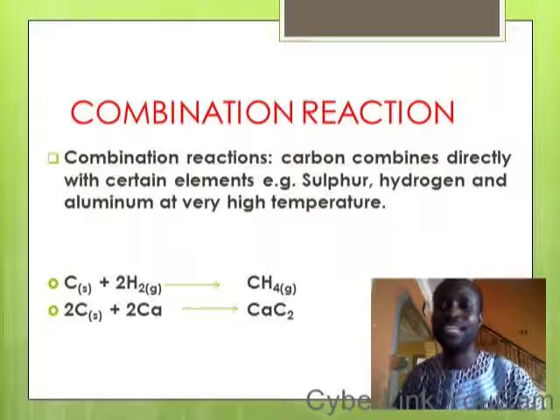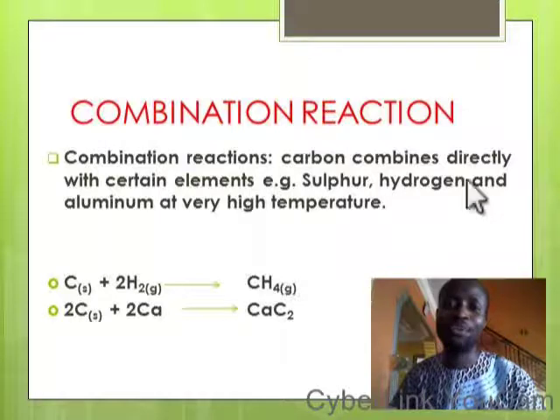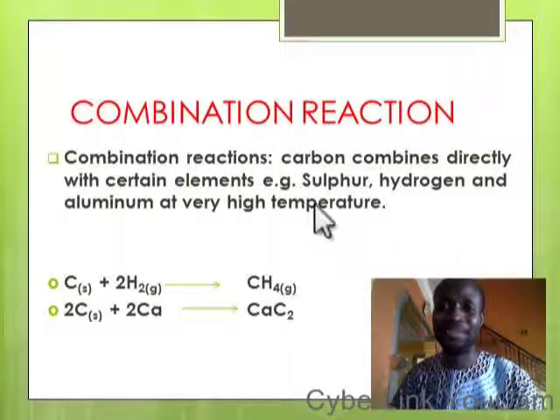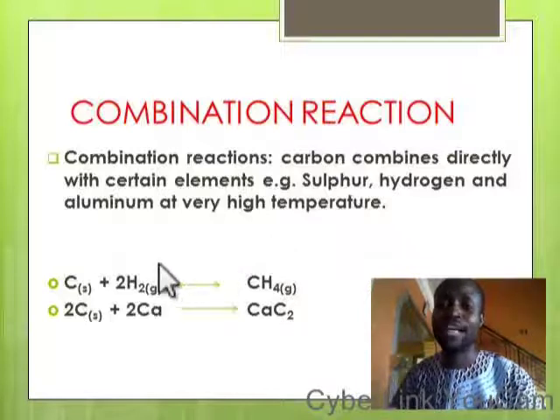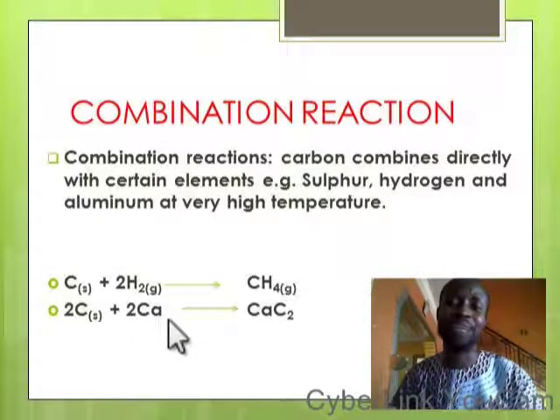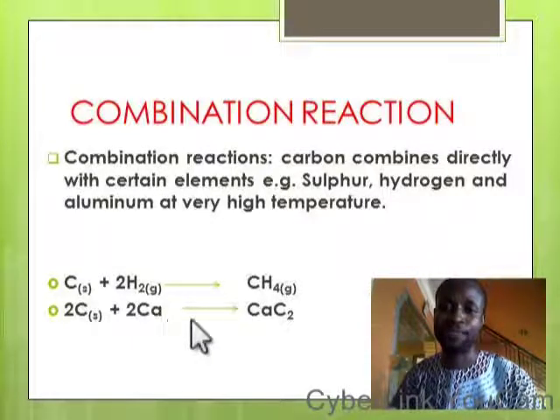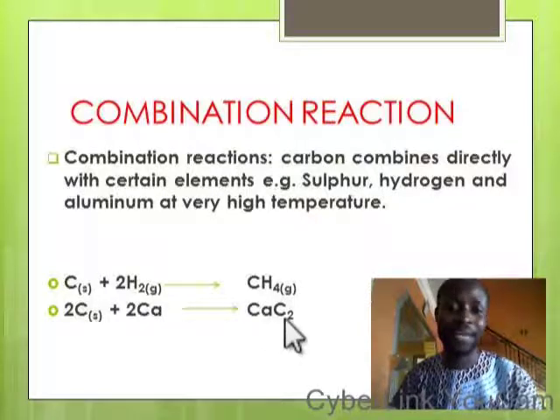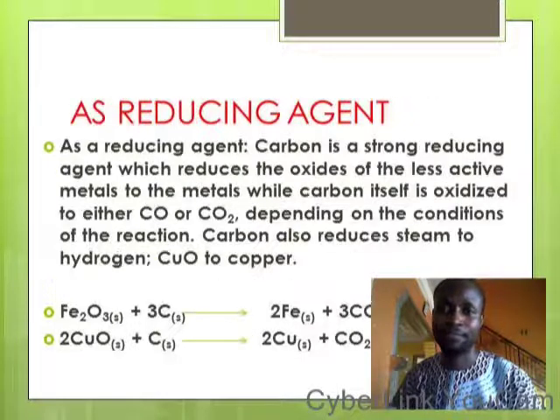Another property of carbon is combination reaction. Carbon combines directly with certain elements such as sulfur, hydrogen, and aluminium at a very high temperature. Carbon combining with hydrogen gives us CH4. This is carbon, this is hydrogen, and CH4 is methane. Carbon can also combine with a metal like calcium to give us calcium carbide, CaC2.